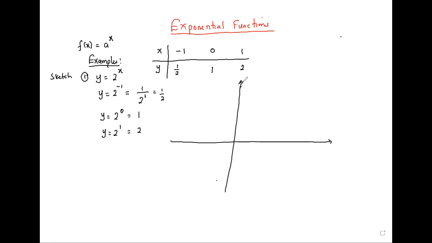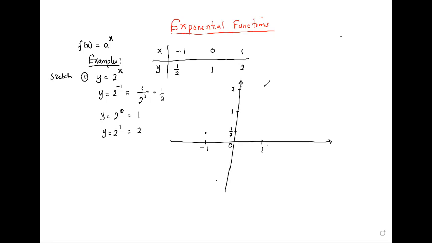How many x values do we have? We have 3: -1, 0, +1. At -1, we got half, somewhere here. At 0, we got 1. And at 1, we got 2, somewhere there.